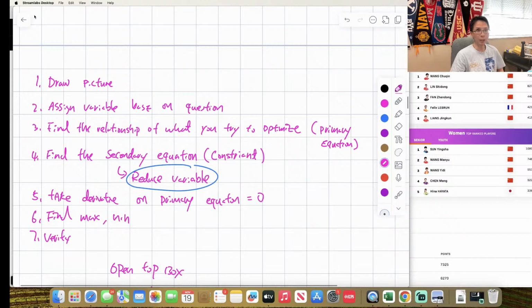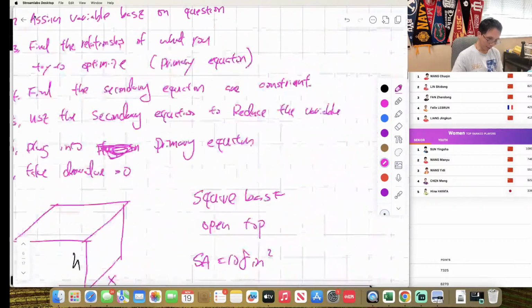So yesterday we talked about optimization. The first step is you must draw the picture. If you draw the picture, it doesn't have to be pretty. You just draw the picture. Second, you assign a variable based on the question. In this case, we have a question. We're gonna go back and look at a question.